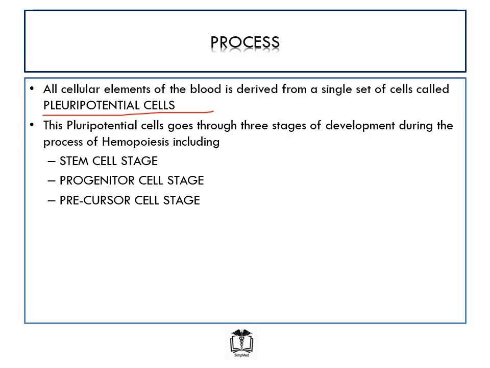So pluripotent cells that we tend to see being involved in hematopoiesis tend to undergo three stages of development during the process of hematopoiesis. These three stages of development include: number one, the stem cell stage development; two, progenitor stage development; and three, the precursor stage development. We'll talk about each of these and what it means for the pluripotent cells to go through these particular stages of development.